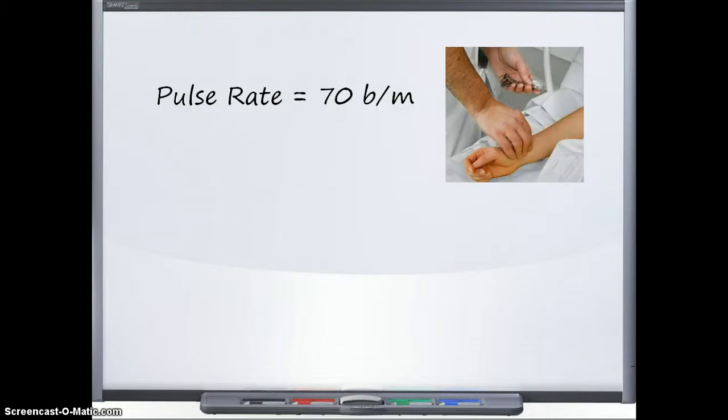Let's assume that your pulse rate is 70 beats per minute. And as you can see here in this picture, we're taking that pulse with the radial artery. This would be a radial pulse rate, but you'll learn that later on, perhaps in a course in human anatomy, or even in this course when we get to the anatomy of the circulatory system.